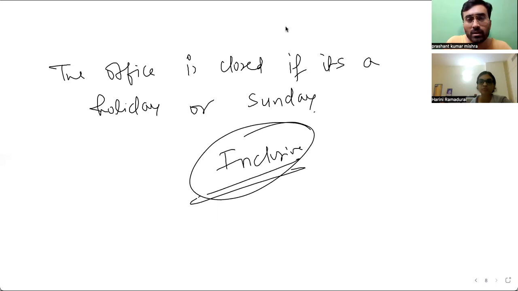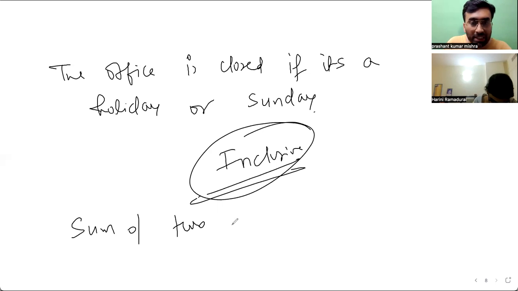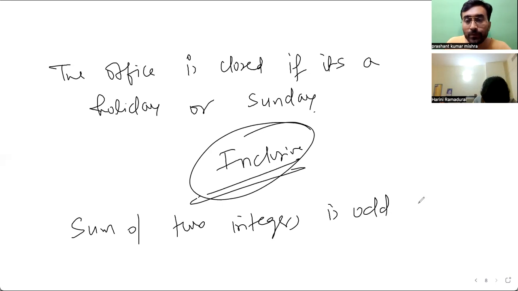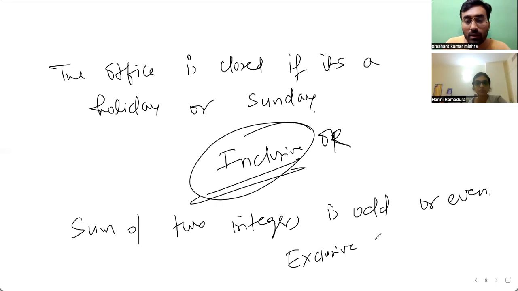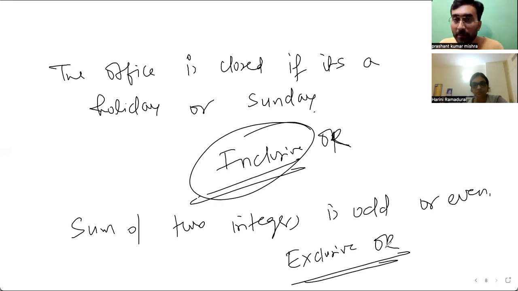Now, let's take one more example. The sum of two integers is odd or even. It's exclusive or. It cannot be both. Either it will be odd or it will be even. It cannot be both, so it is exclusive or. Done. Got it?